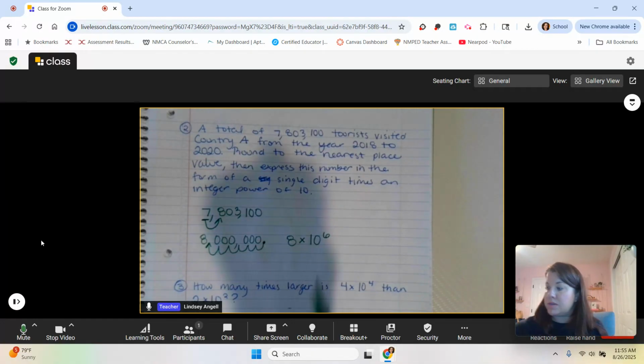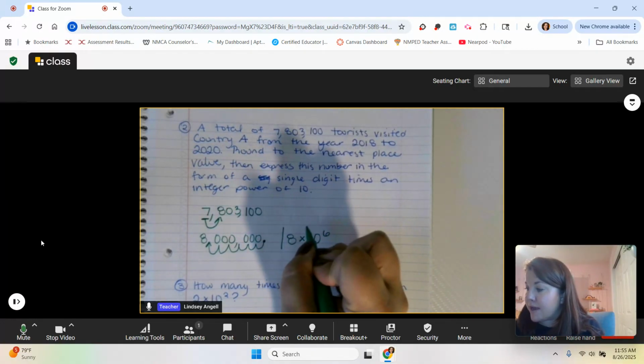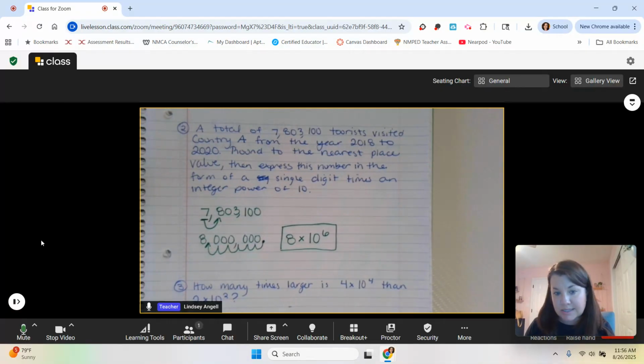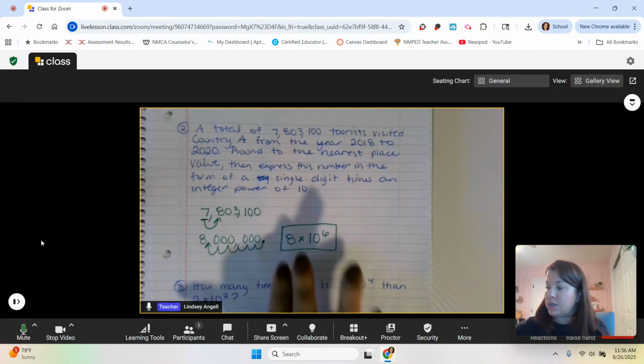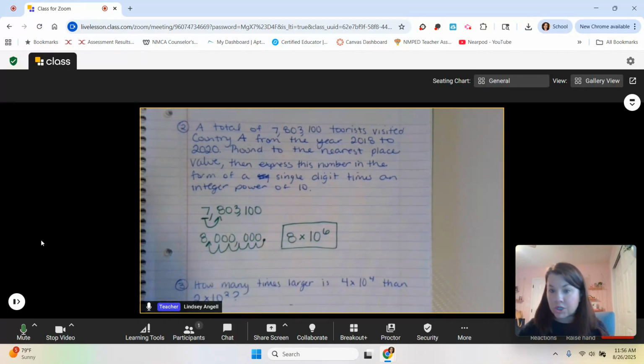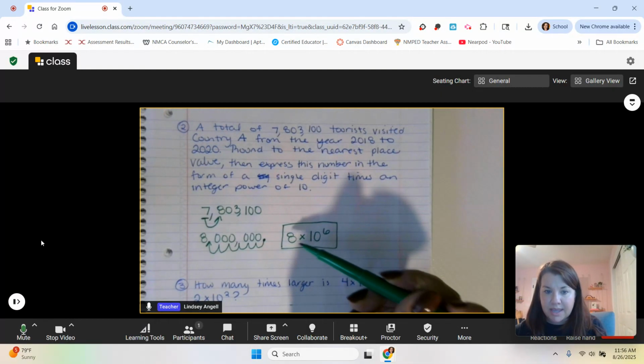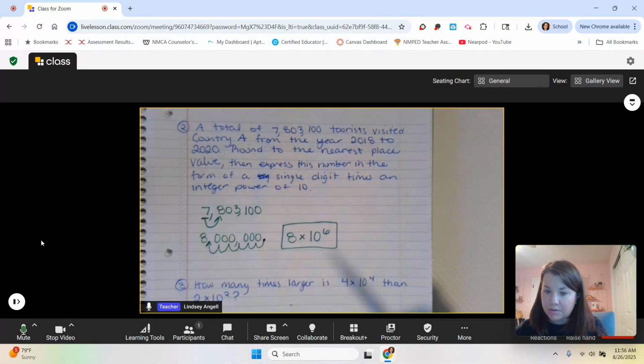Okay? So this would be my final answer. 8 times 10 to the 6th. If I were to actually solve this out, well, 10 to the 6th power would be 1 million. And I have 8 of them. 8 times a million is 8 million. Okay? But really it's all about moving that decimal point.